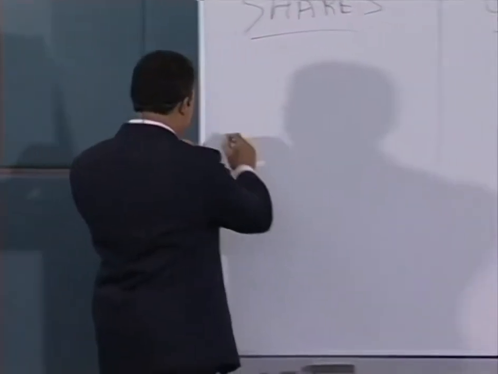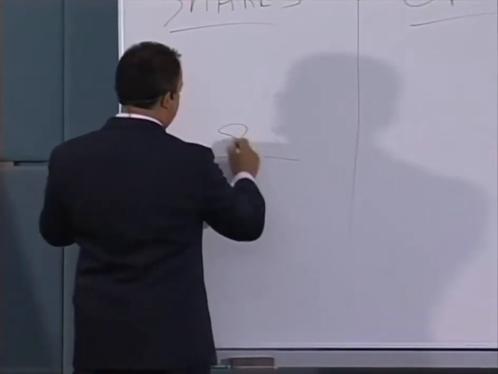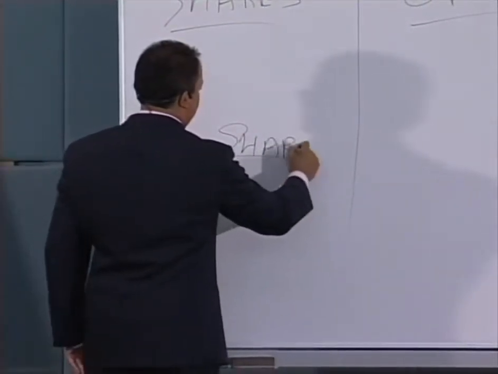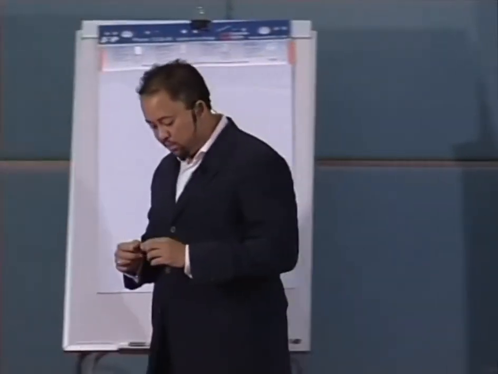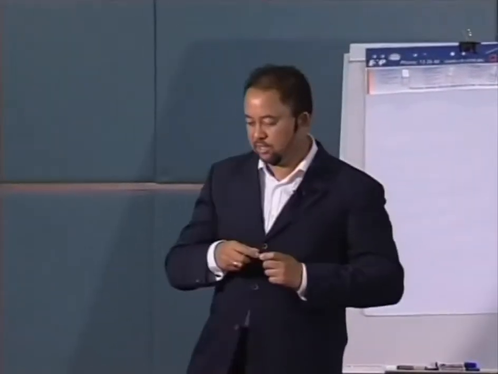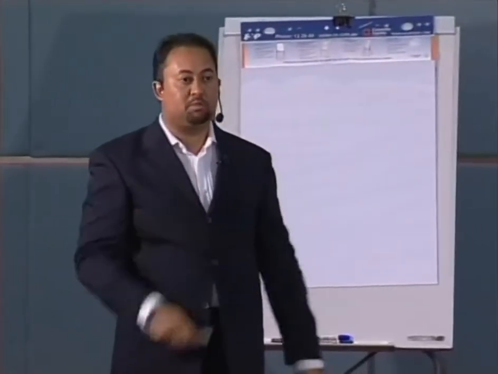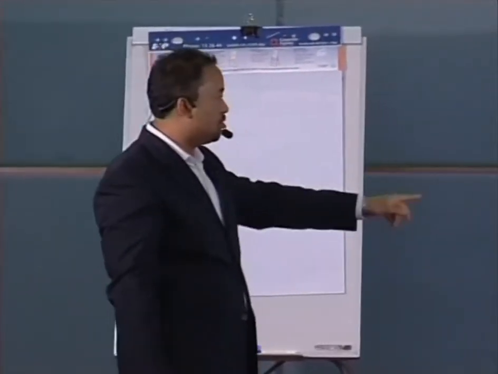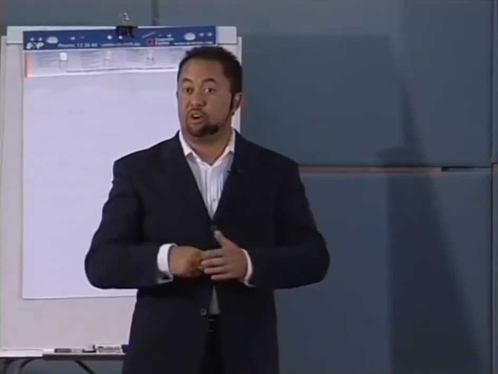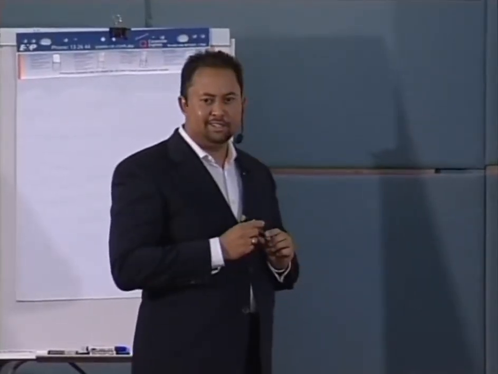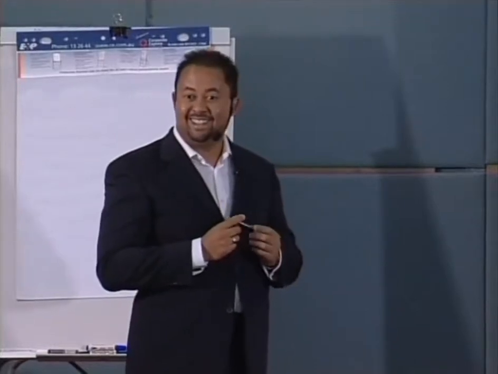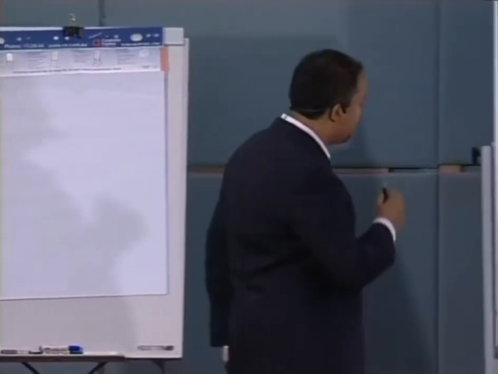Now, if you had purchased some shares for $10, what's the most you can lose on those shares? $10. Your maximum risk is $10. In other words, those shares can drop from $10 to zero. Does that sound exciting? Not very. No, okay.